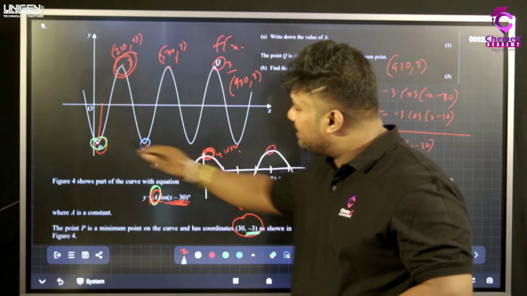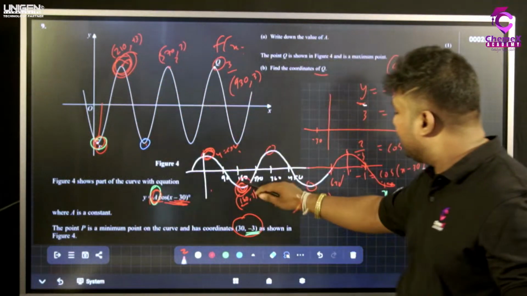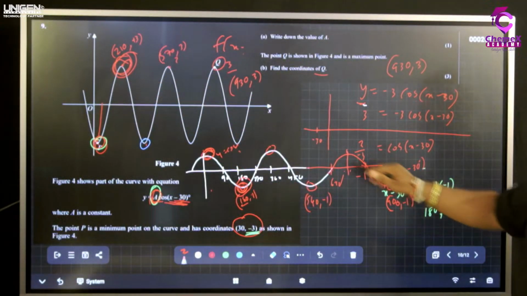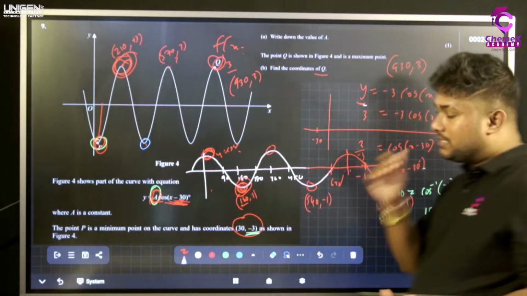That means this term is this one, and this is this one, and then the third one. That is 1, 2, 3. It comes here, and that is Q. But you have to always add 30 because this is cos x.